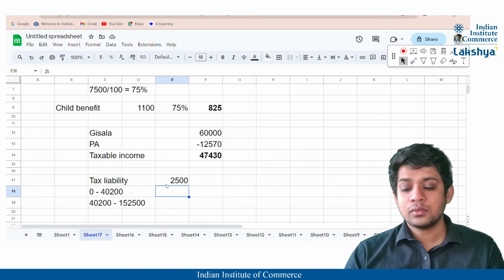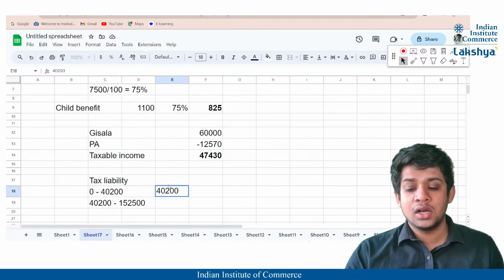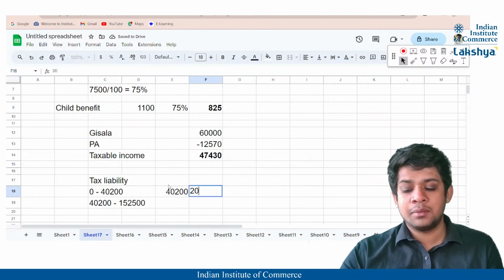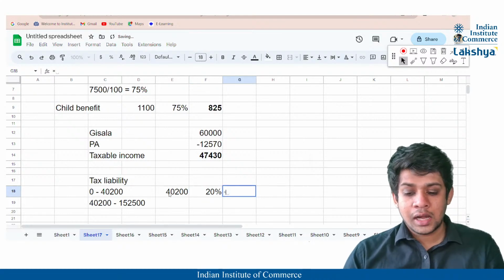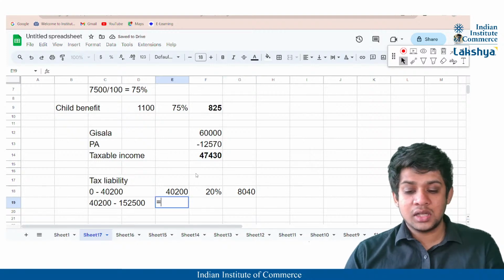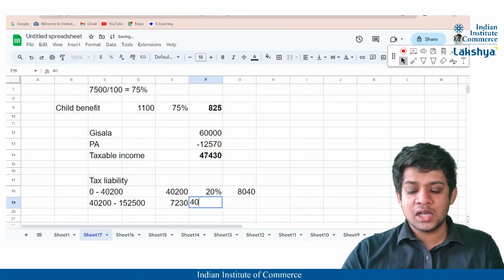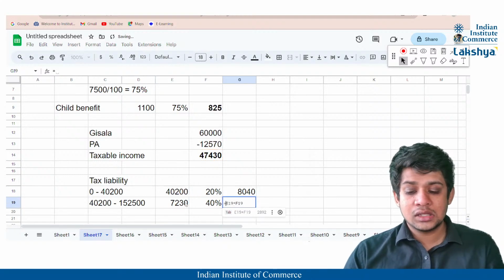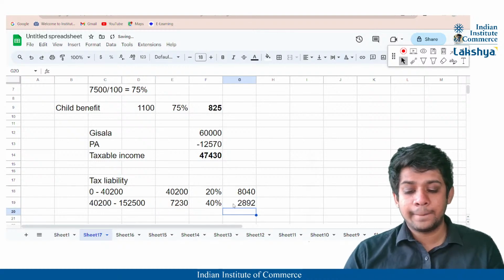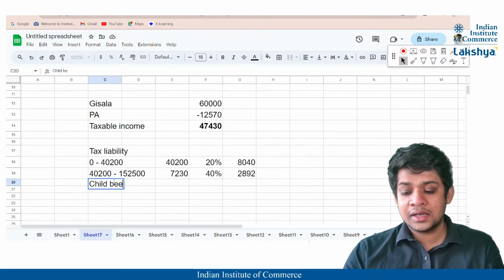Now her income is 47,430. So on the first 40,200, she will be charged 20% tax, and that will give her a value of 8040. On the remainder, that is 47,430 minus 40,200, she will be charged 40% tax. So her tax liability will be in total. Okay, before doing the total of this tax liability, guys, we will also add the child benefit tax charge.